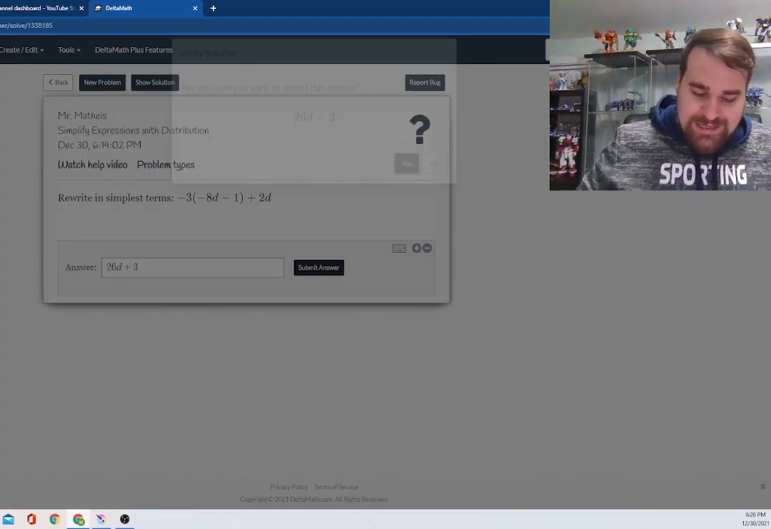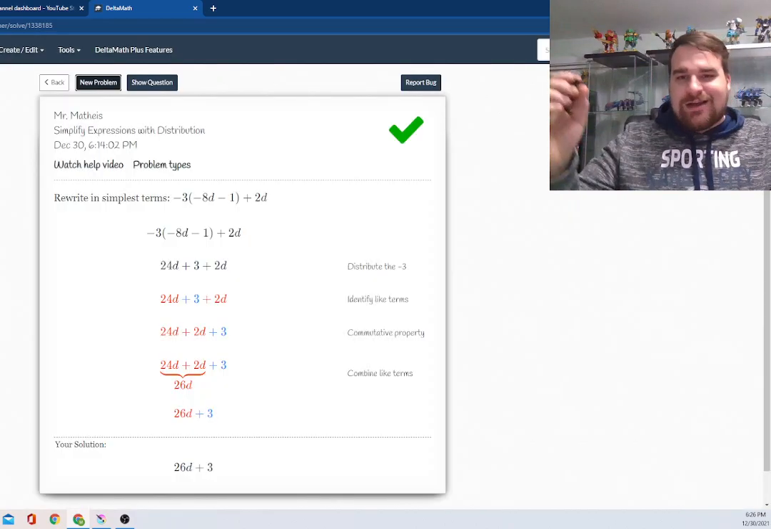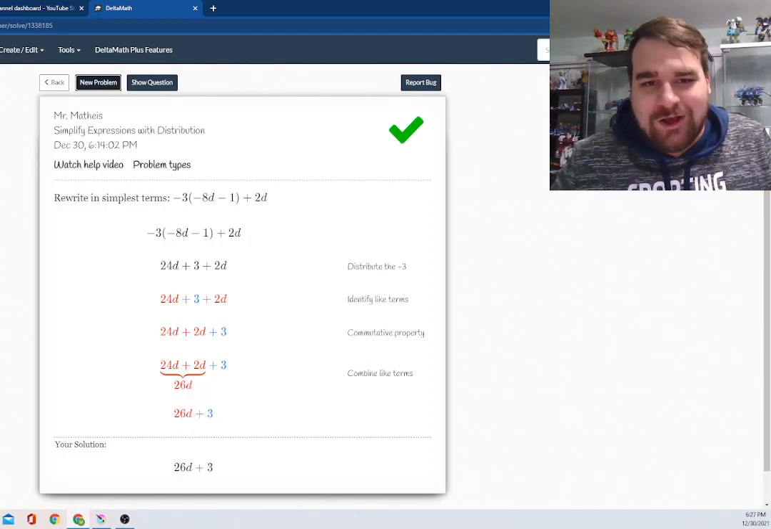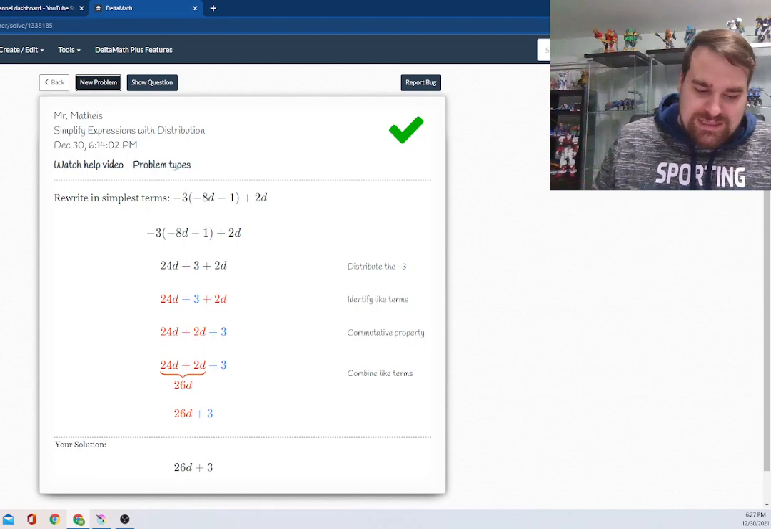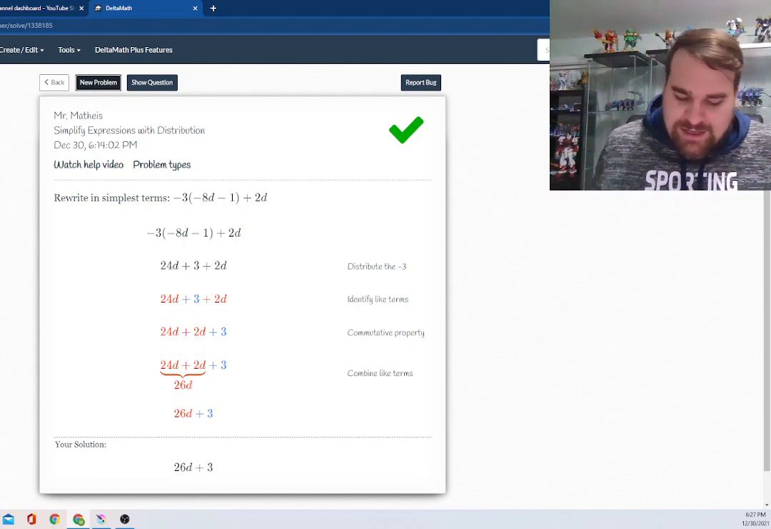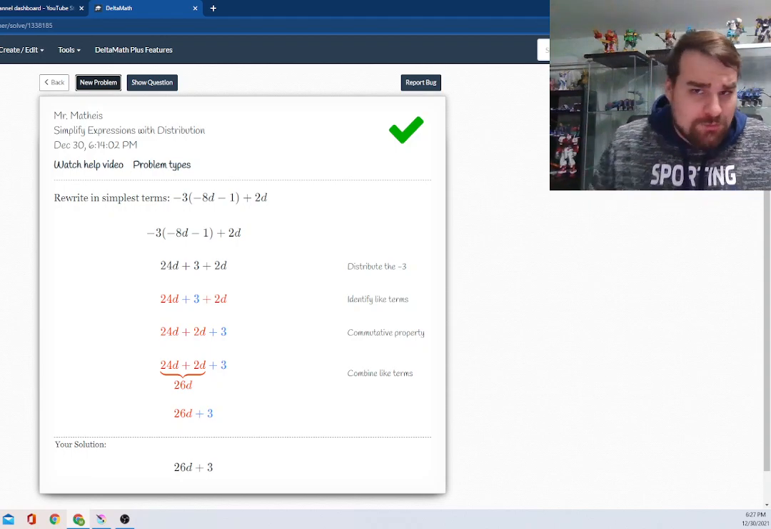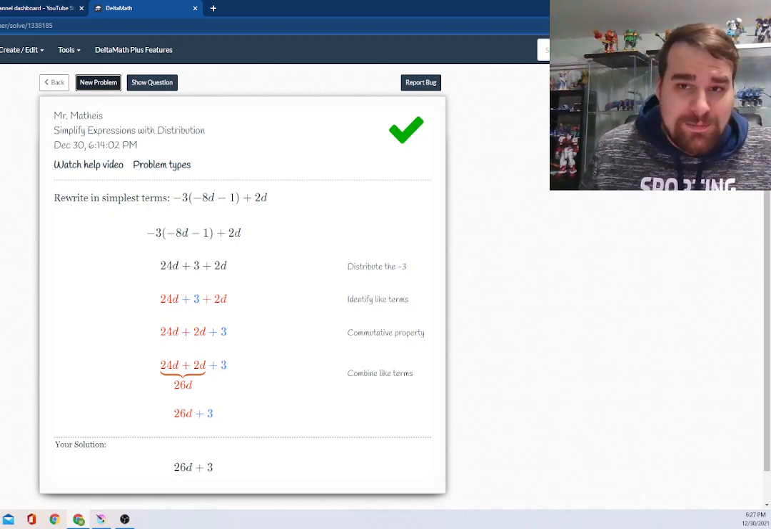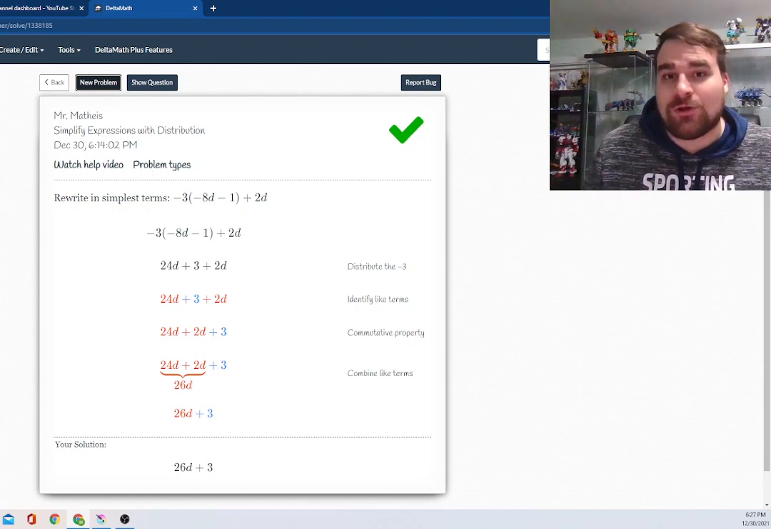And let's submit it, and we got it right. Perfect. Great. All right. So you can see they kind of did the exact same thing as us here. They label distribute and then identifying like terms and combining them. So that's exactly the process we went about and the process you're going to go about on all of these questions.